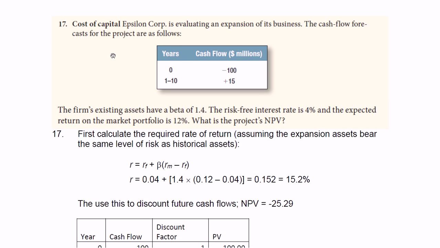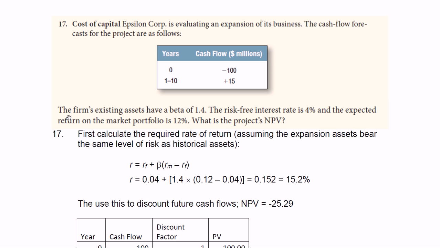Question 17, cost of capital. Epsilon Corporation is evaluating an expansion of its business. The cash flow forecasts for the project are as follows. So in the first year they invest 100 million, and in the following 10 years they receive a cash flow of 15 million each year.